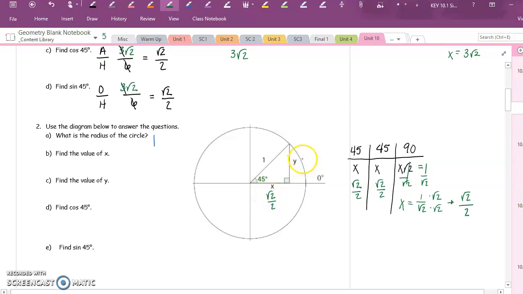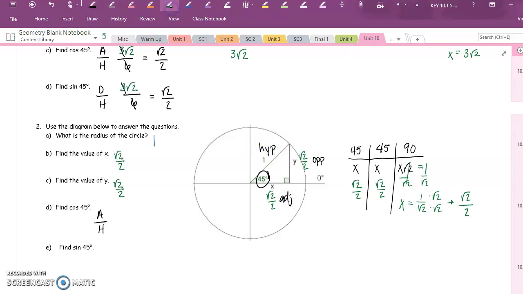So across from both 45-degree angles in my picture is root 2 over 2. So therefore x is root 2 over 2 and y is also square root 2 over 2. So in order to find the cosine of 45 degrees, I'm going to take the adjacent side over the hypotenuse. So based on this angle, we have the opposite side, the adjacent side, and the hypotenuse.